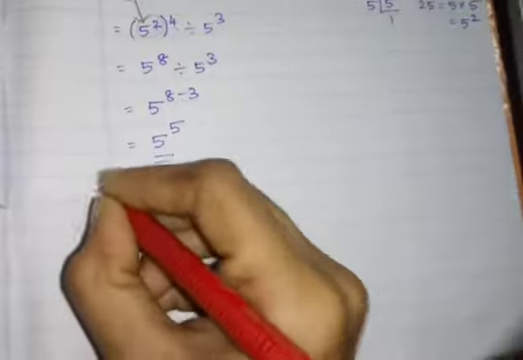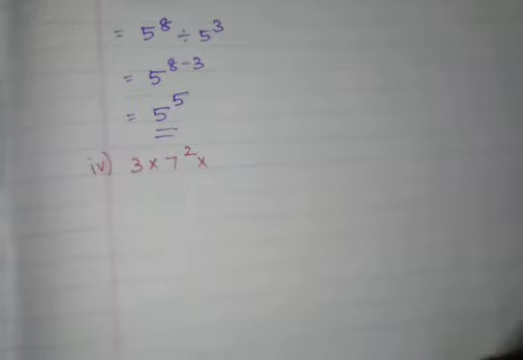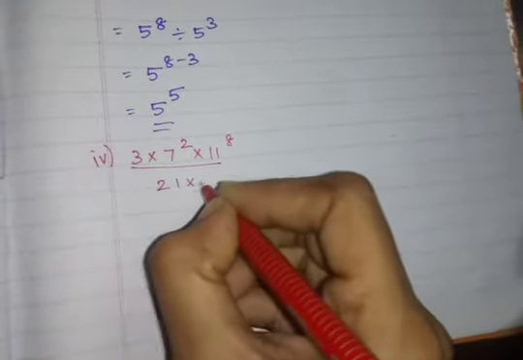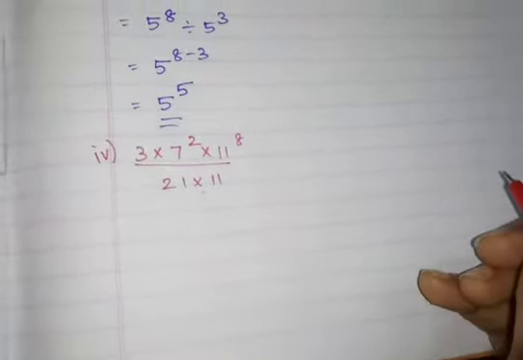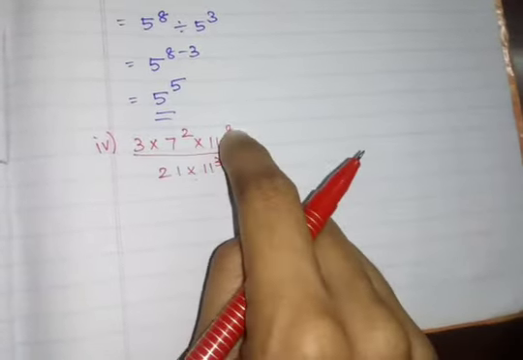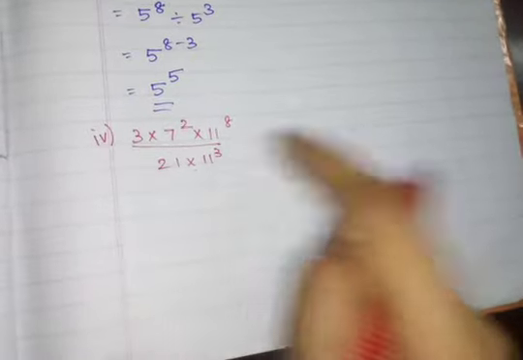Okay, what's the fourth problem, children? 3 into 7 square into 11 power 8 divided by 21 into 11 cube, sorry. 3 into 7 square into 11 power 8 divided by 21 into 11 cube.